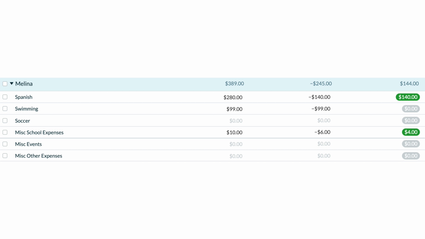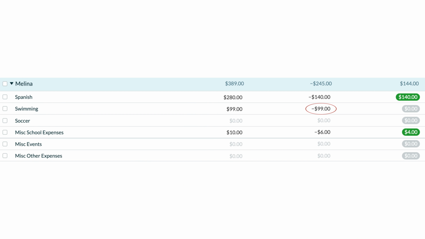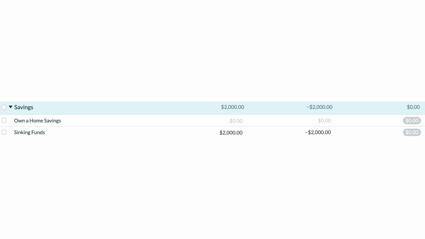In the Melina category, we spent $140 on Spanish because Melina's Spanish teacher went back to Nicaragua for vacation, so she wasn't available for 2 weeks, which was convenient because it happened to be at the same time that Melina was having surgery, so it worked out. We spent $99 for swimming and $6 for a field trip for school. And in the savings category, we put nothing away to the home this month, but we knew that was going to happen because of that tax bill and everything else that was going on. And we still managed to put $2,000 away to our sinking funds.